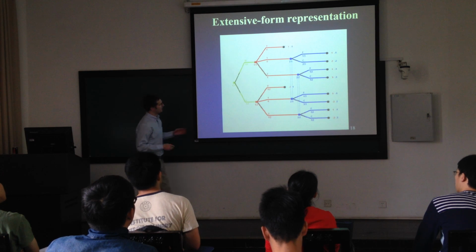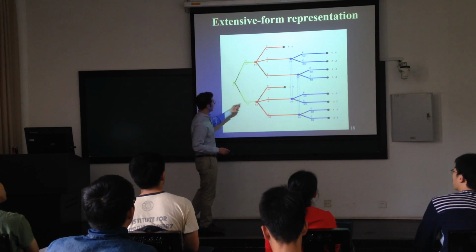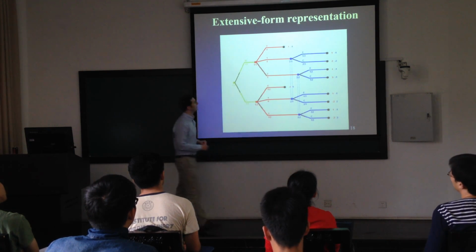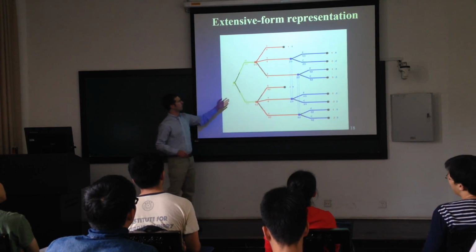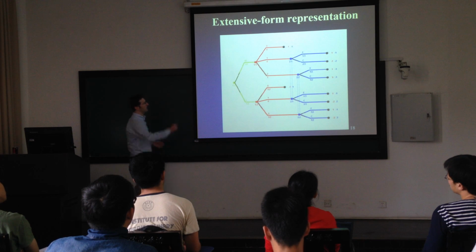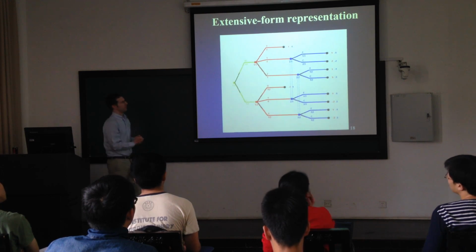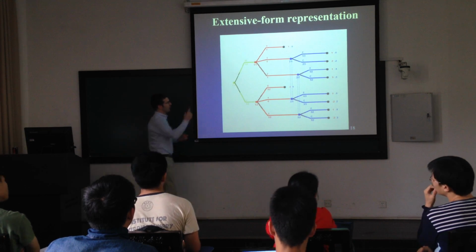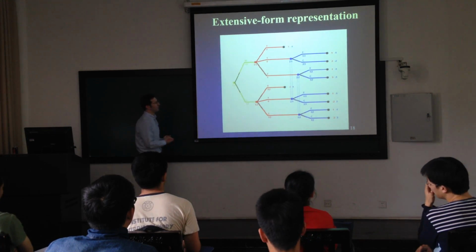And so actually, when player 2 acts, say player 1 bets 1, player 2 doesn't know if he's down here or up there because he doesn't know what card player 1 was dealt. And so that's indicated by this dashed line called an information set. A player can't differentiate between which node he's at if they're in the same information set.